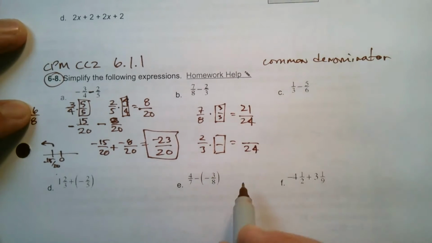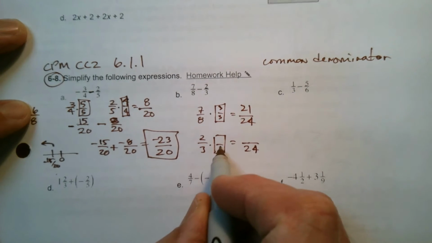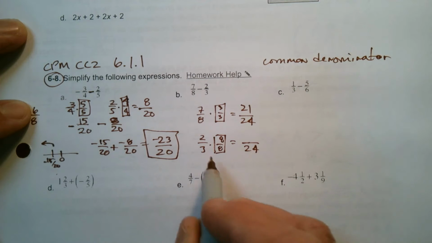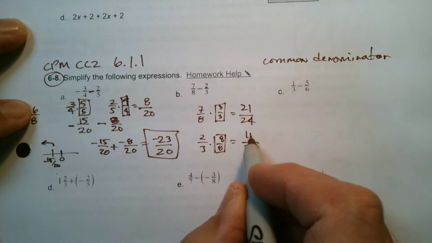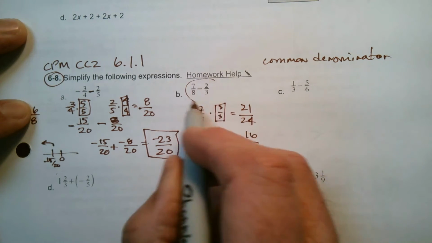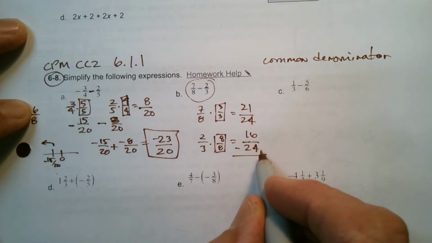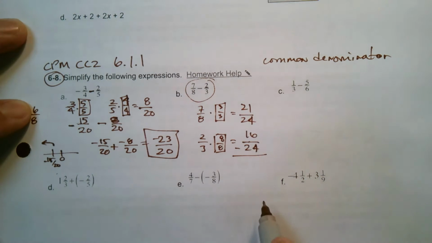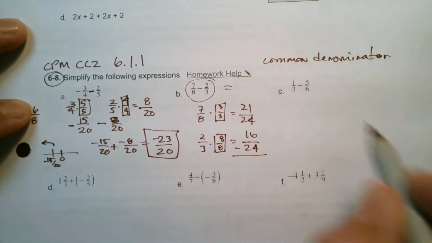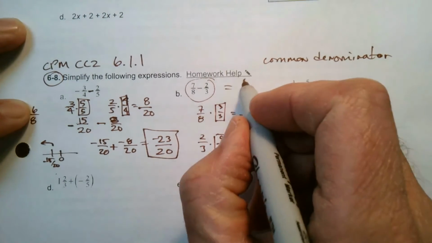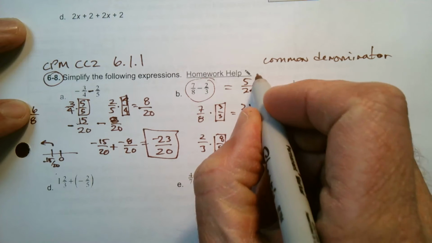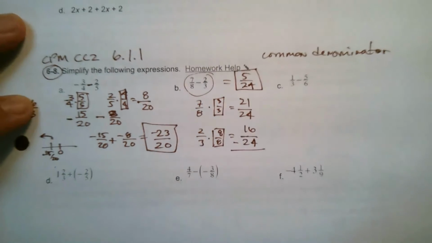So that becomes 21/24. And this would be the giant 1 of 8/8, and that becomes 16/24. It wants me just to subtract, and this is where the subtraction comes in: 21/24 minus 16/24. That gives me an answer of 5/24.